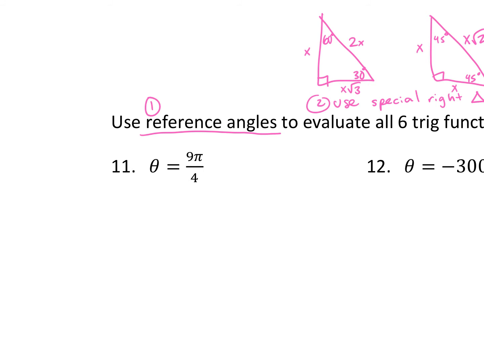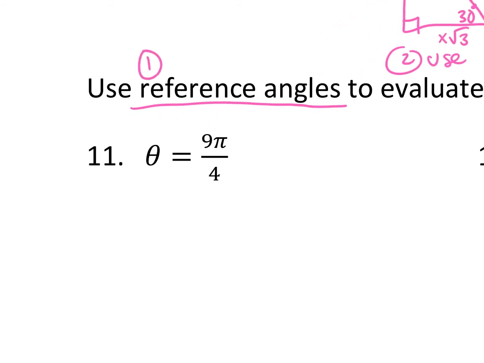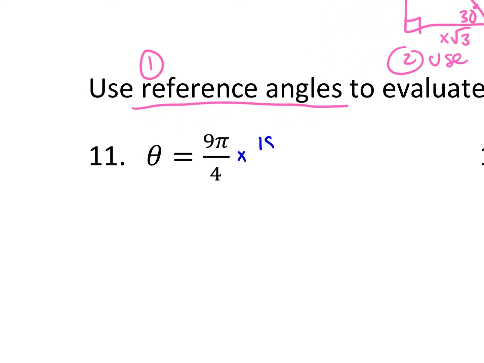How can I find the reference angle to 9 pi over 4? Awesome. I want to convert it to figure out what quadrant it's in. So I'm going to multiply by 180 over pi. Pi's cancel. 4 goes into 180 how many times? 45. So then I have 45 times 9.